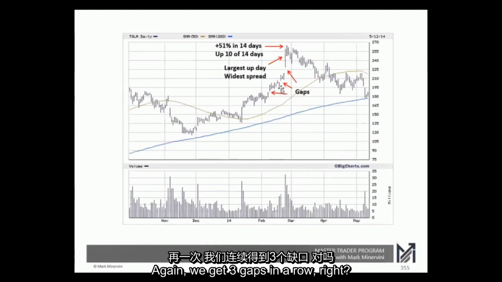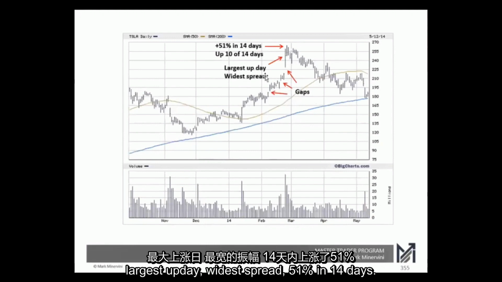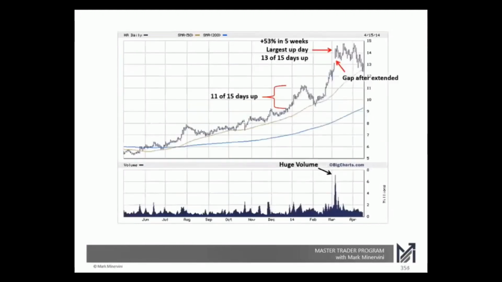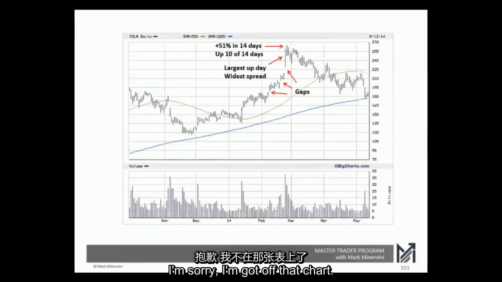So again, we get 3 gaps in a row, right? Big acceleration here. You're up 10 out of 14 days. Largest up day, widest spread, 51% in 14 days. That's a great time. Just sell right into that. Nail your profit down. I'm sorry, I got off that chart. At the very least, you can sell some of it.